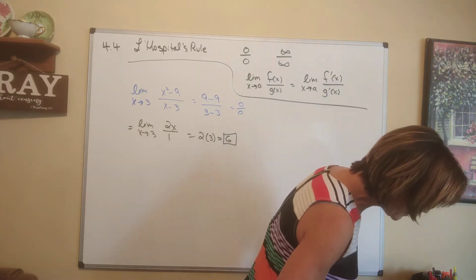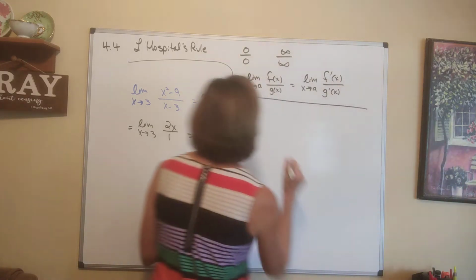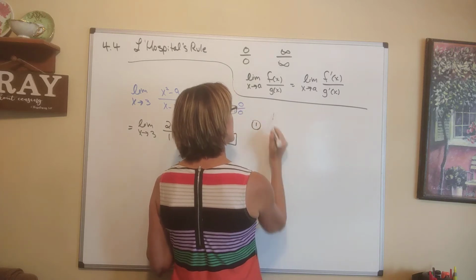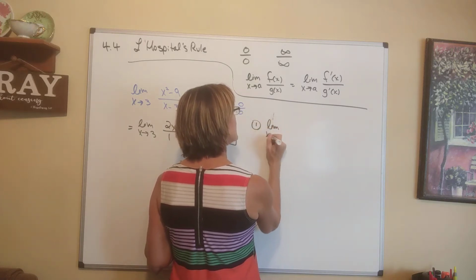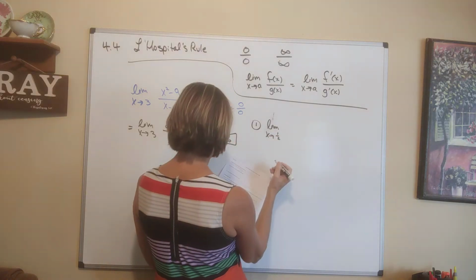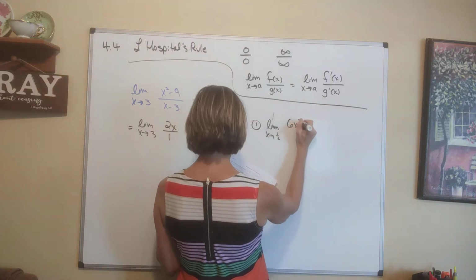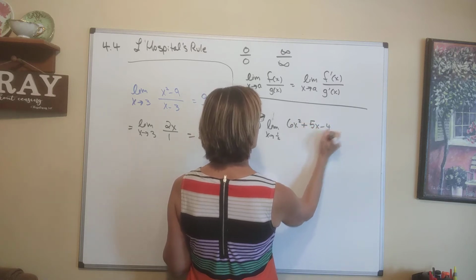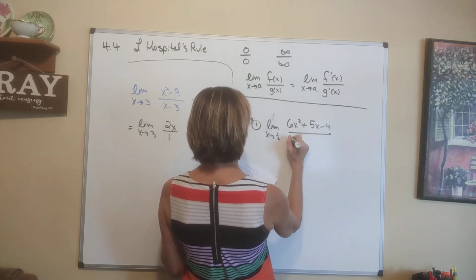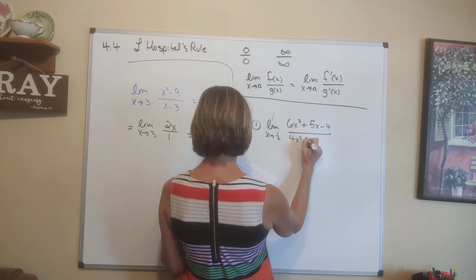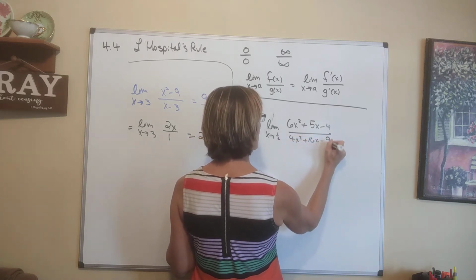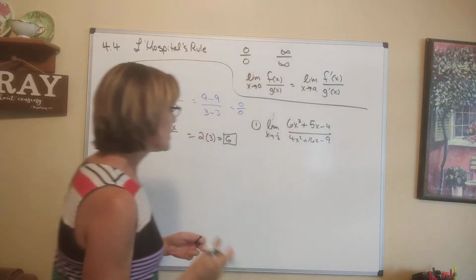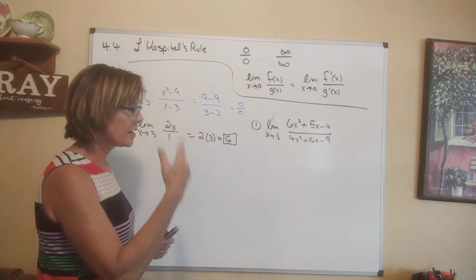It says the limit as x approaches 1/2 of 6x squared plus 5x minus 4 over 4x squared plus 16x minus 9. Okay, we have to take this limit. So what we know how to do is try direct substitution.